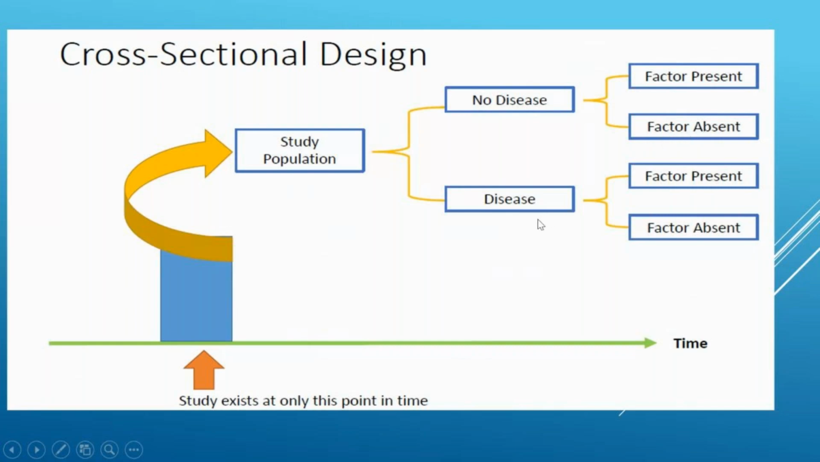Then the people who have developed a certain disease, you would want to see whether the risk factor is present or the risk factor is absent. Why? Because we need to establish the ground realities. Why this person developed disease and why this one didn't develop disease.